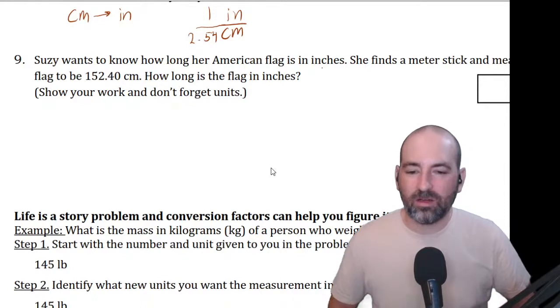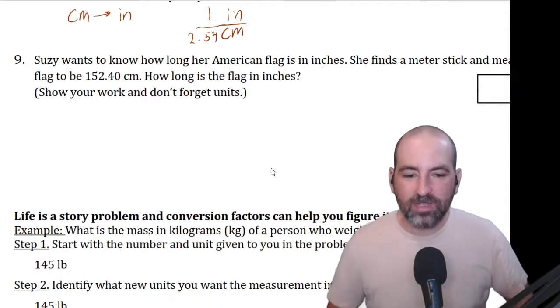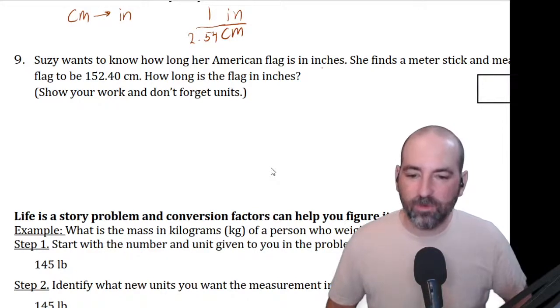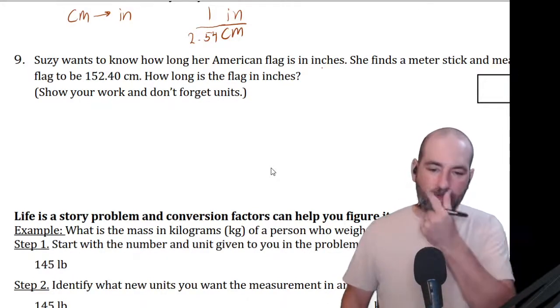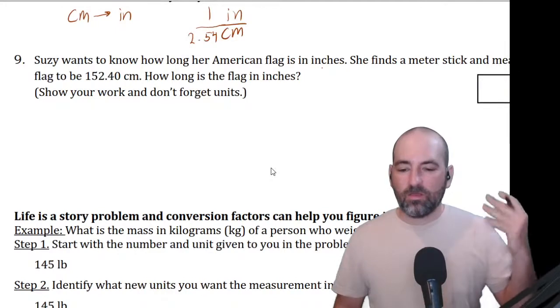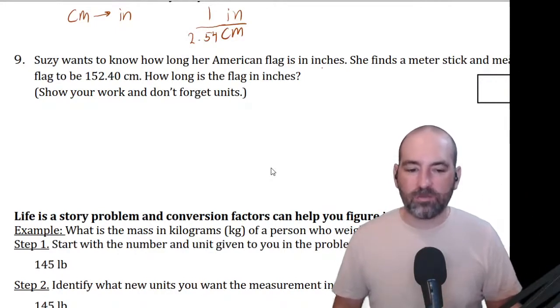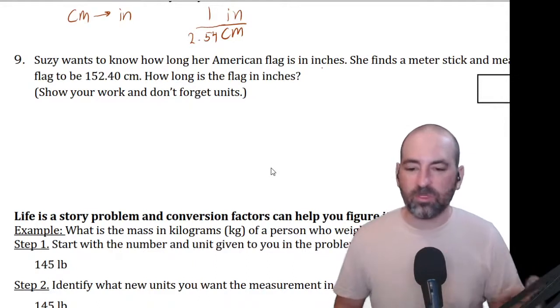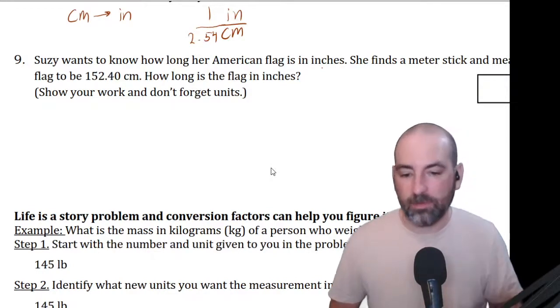Susie wants to know how long her American flag is in inches. She finds a meter stick and measures the flag to be 152.40 centimeters. How long is the flag in inches? Now, you may have done these types of problems before. It may be very simple and obvious to you whether you need to multiply or divide. But I want to take us through it in this very systematic way because it's going to help when things get a little bit more complicated.